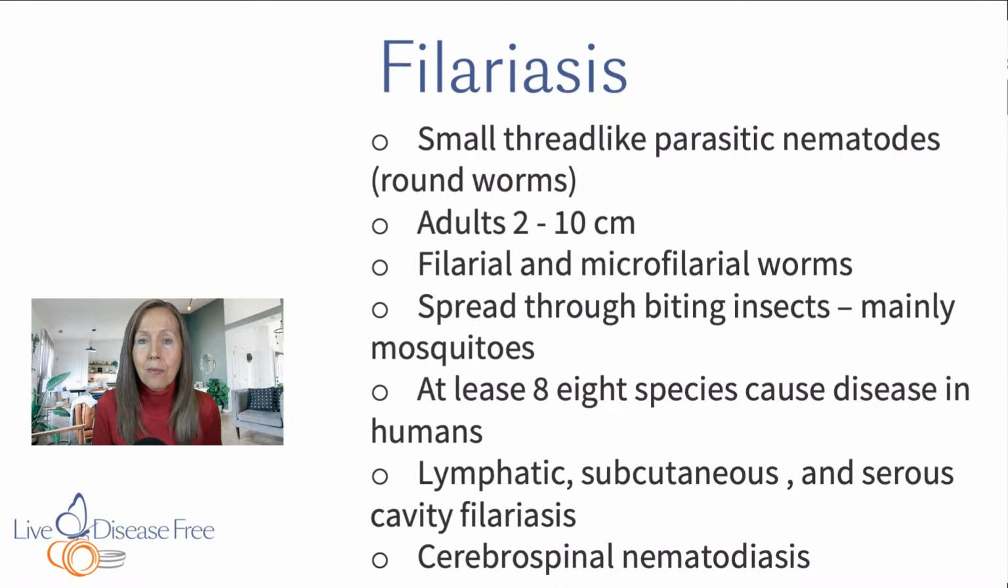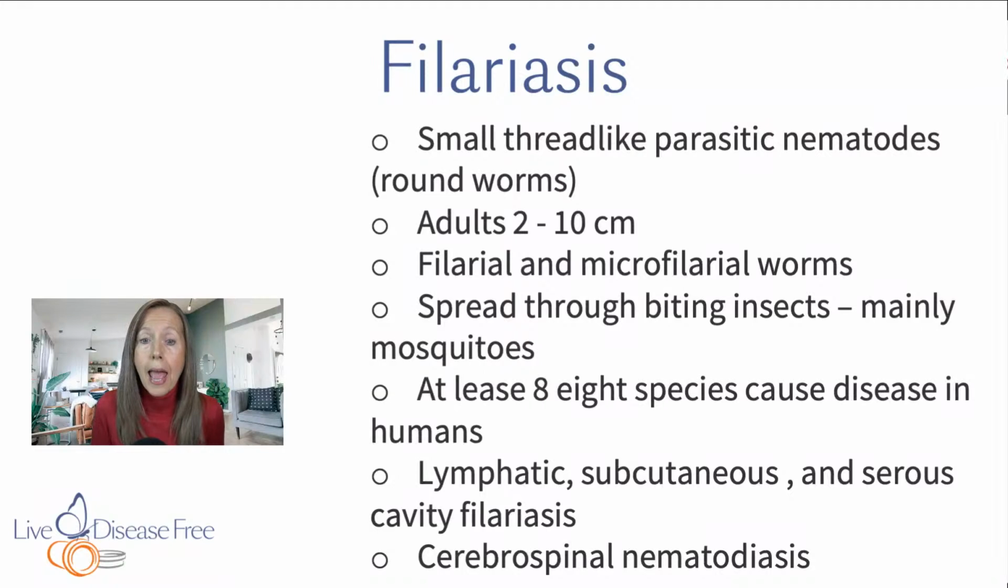So when we have an infection of these small worms, they're very small. They're like thread-like parasitic nematodes. The adults can range between 2 to 10 centimeters. They are called filarial worms.